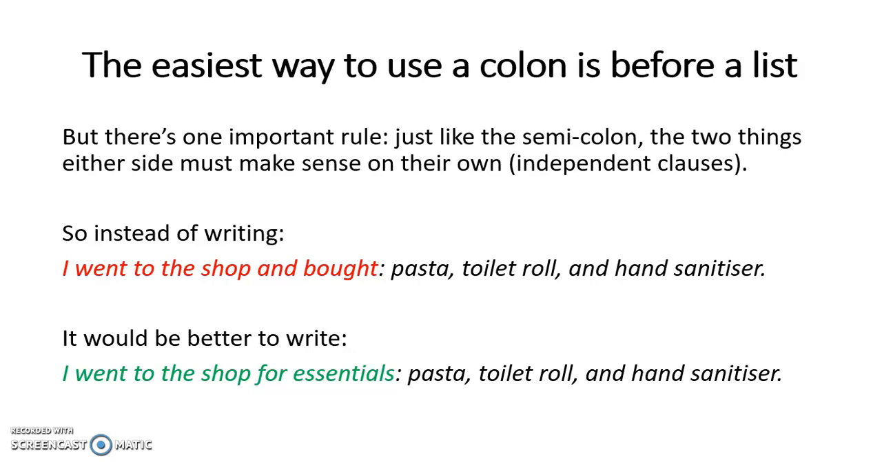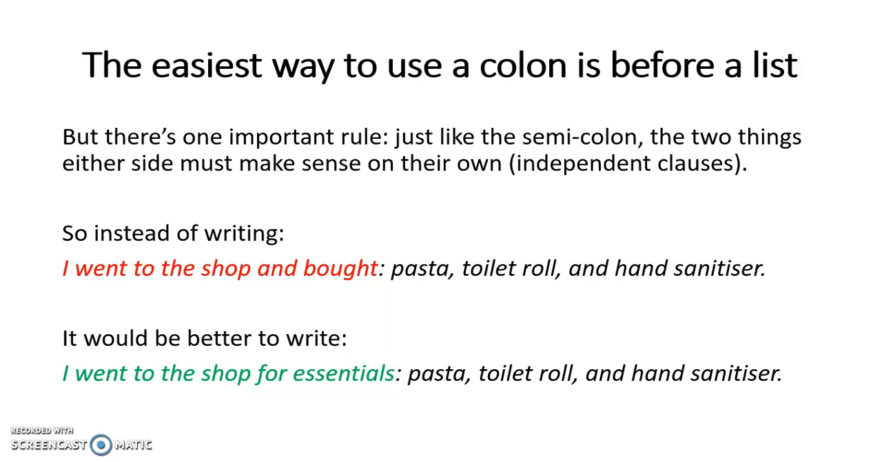Here I've got an example in red that's not quite grammatically correct and a better improvement in green. So instead of writing, "I went to the shop and bought: pasta, toilet roll, and hand sanitizer." Yes, I've introduced my list and I've used a colon to do it. It's kind of halfway there, but I wouldn't ever write a sentence, "I went to the shop and bought," and put a full stop there, because it's not a full sentence. It wouldn't make sense on its own.